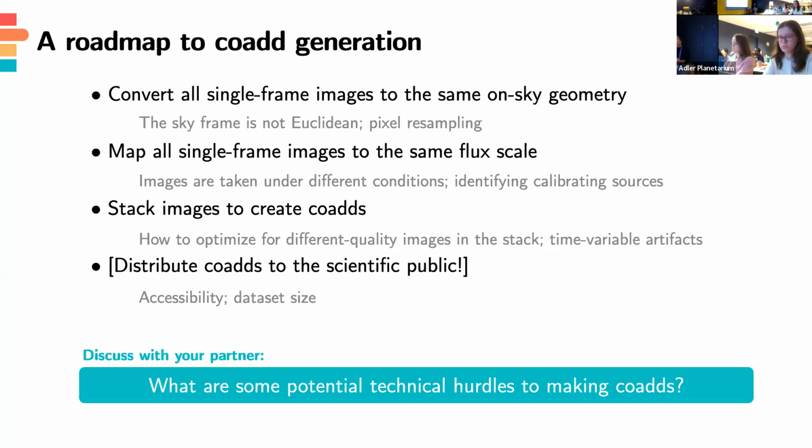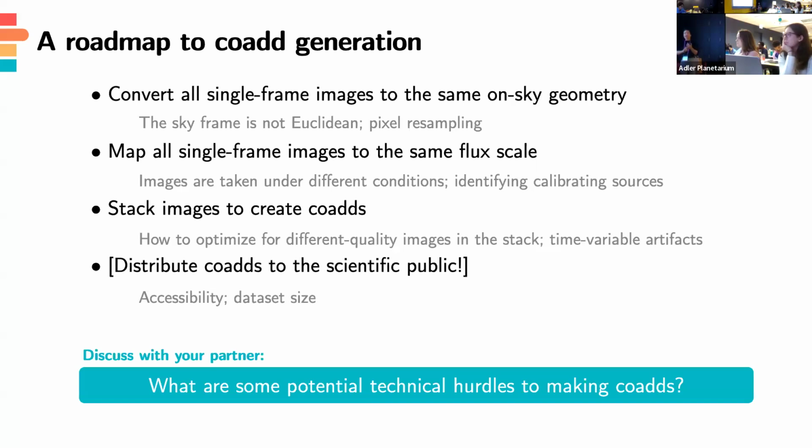And then one thing that I want to add about distributing COADs to the scientific public, which I think will be very important for everybody who is either making a survey to distribute to the public, or the scientific public, or the users of a public survey, like LSST, like what many of the new flagship surveys will be, like SDSS already is, like HSC already is, like DECam and the legacy surveys, or DES and legacy surveys already are, is accessibility and data set size.